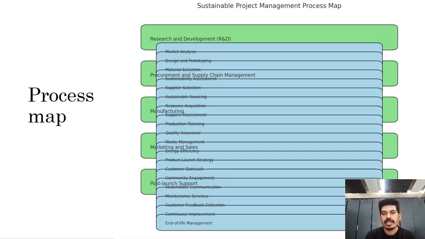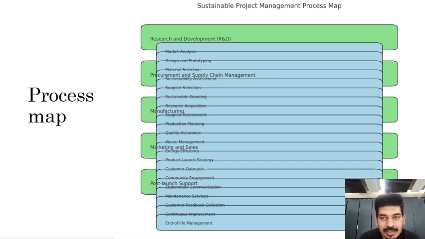It's a sustainable project management process map. This is also like before, where we saw the phases: research and development, procurement and supply chain management, manufacturing, marketing and sales, and post-launch support.